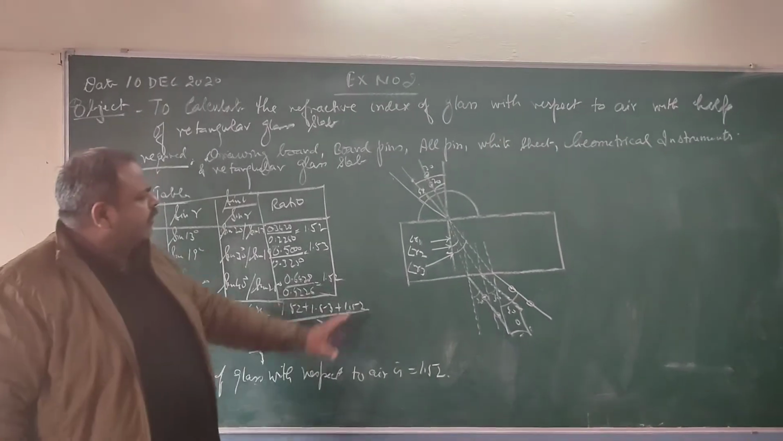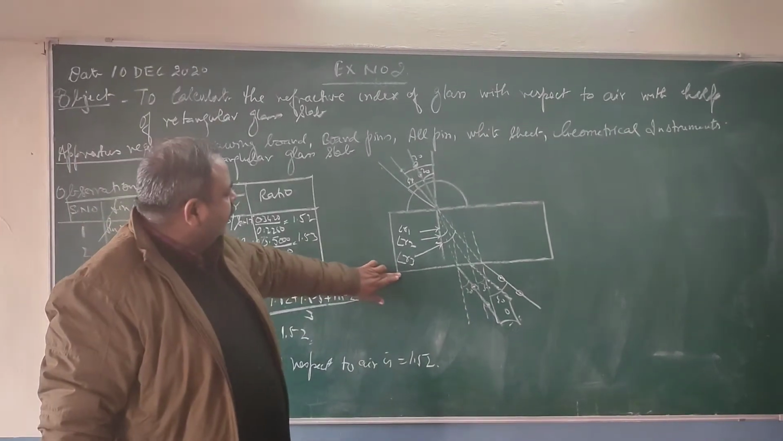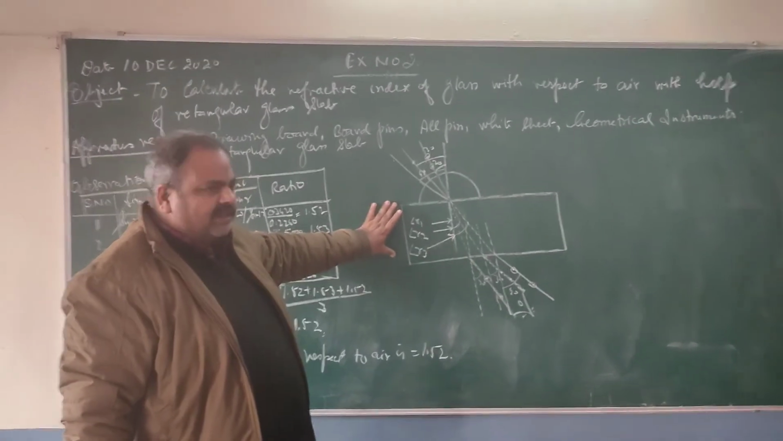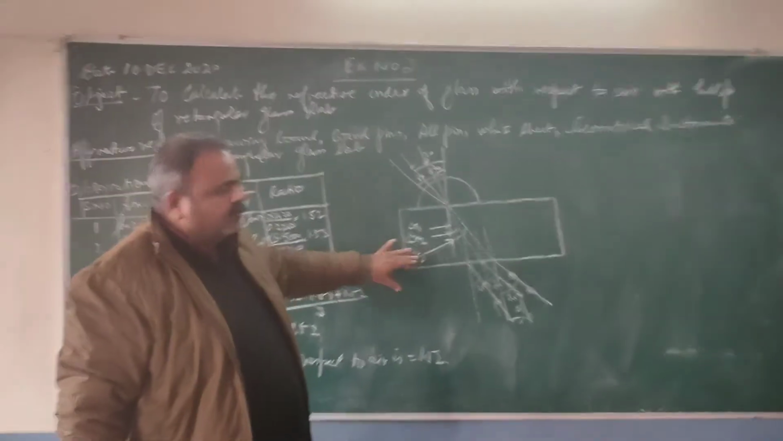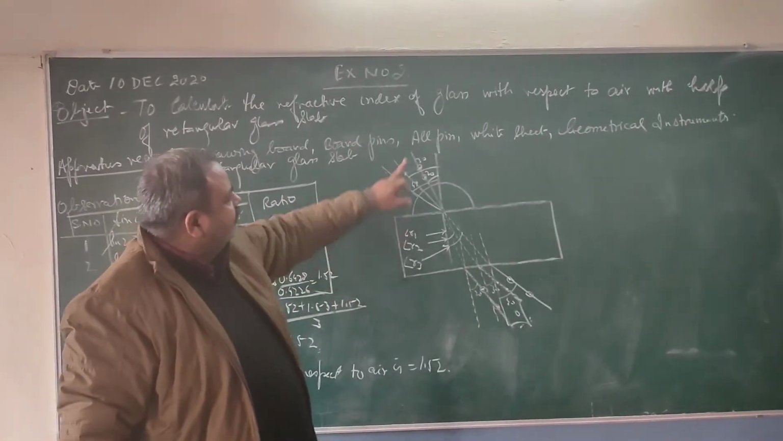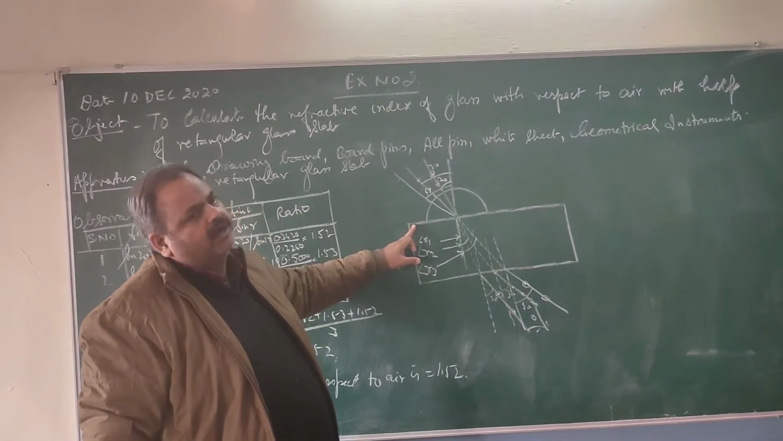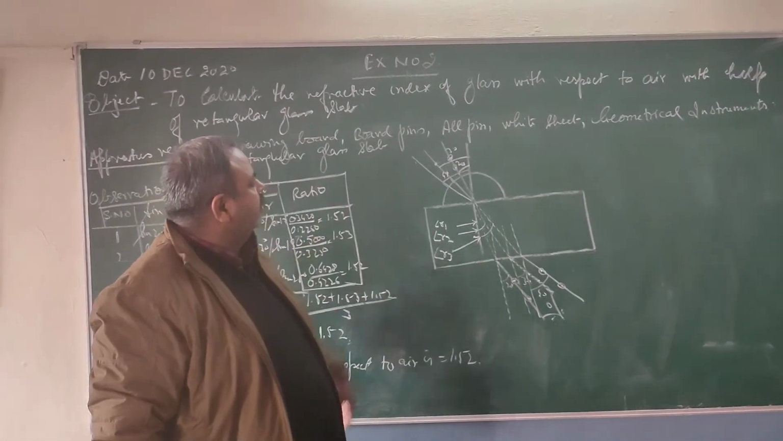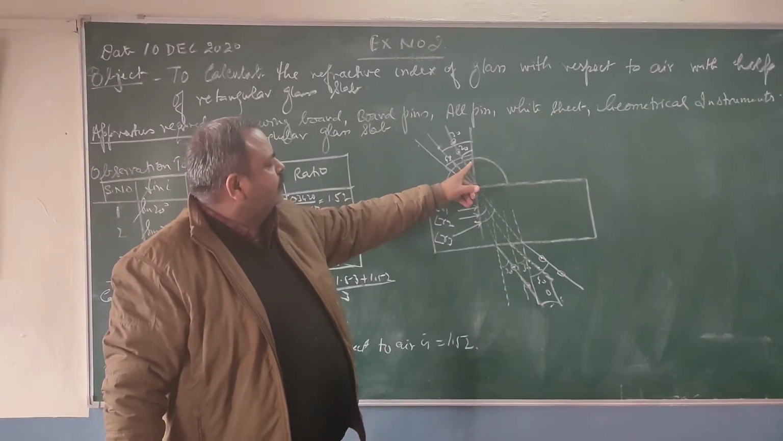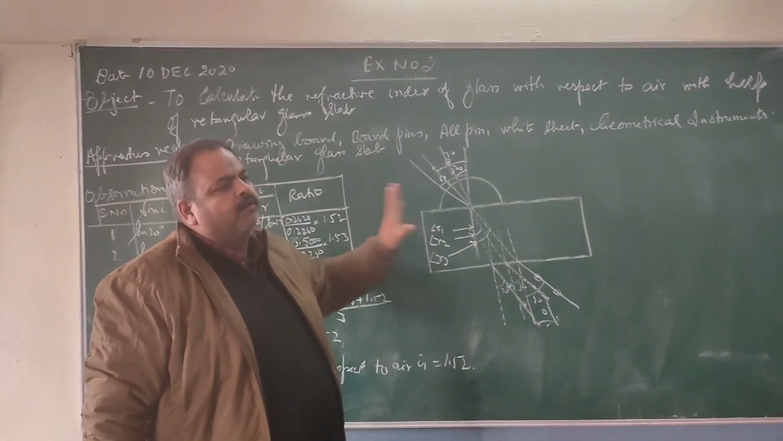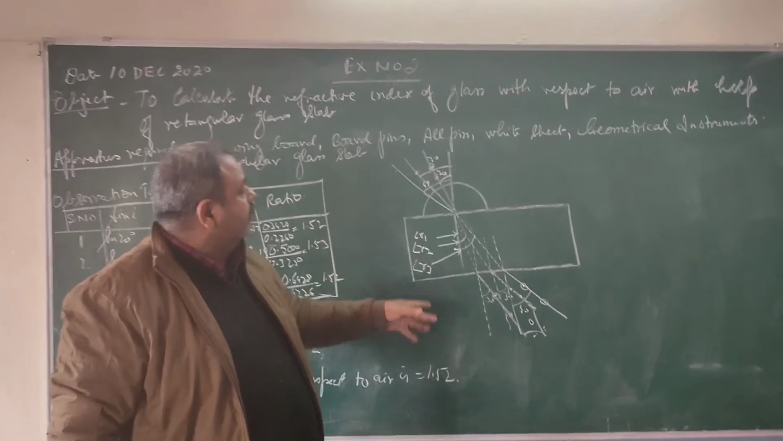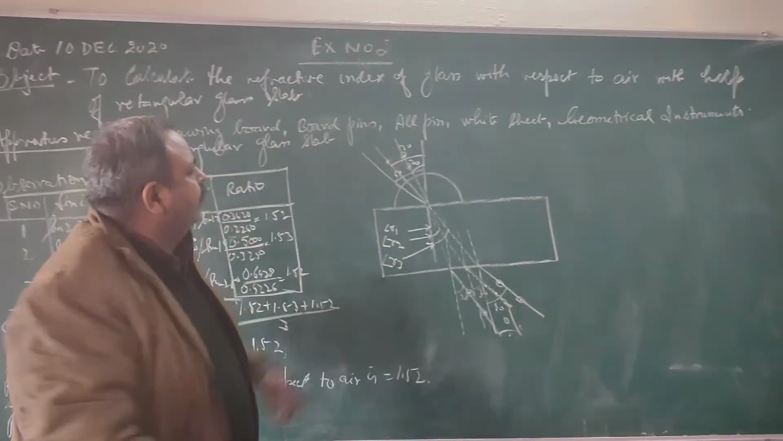First of all, we have kept the glass slab at the center of the white sheet and drawn the boundaries of it. After that, we have drawn one normal at a distance of 1/4 of the length of the glass slab. Normal is drawn, and angles of incidence 20, 30, 40 are marked with our protector. Known angles. We have placed two pins P and Q here.